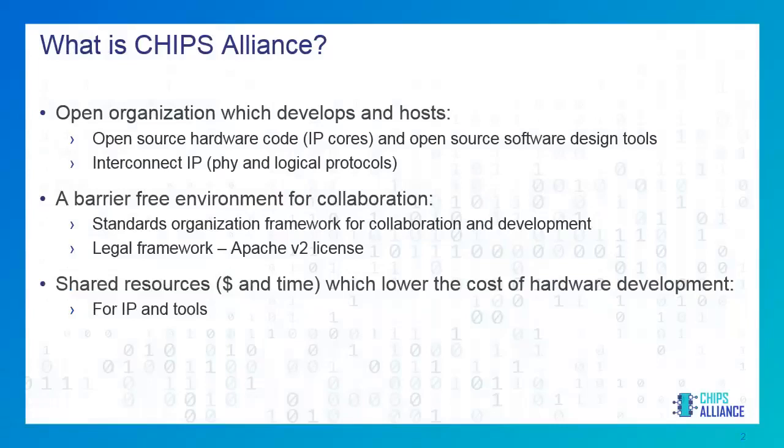So what is the CHIPS Alliance? It's an open organization that develops and hosts open source hardware code, IP cores, and open source software design tools. It's interesting, when we started, we focused on the IPs. And then the moment we started, the software design tools part started growing, and more members joined. I think this is the nature of every open source project. Every open source project wants to become an open source software project. Even if you say, I'm starting an open source hardware project, I think that's normal. But we do want silicon to come out of this story at the end.